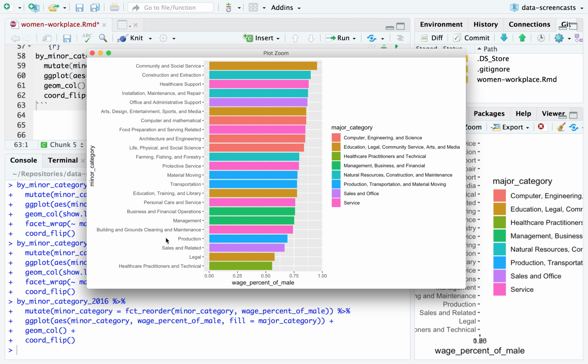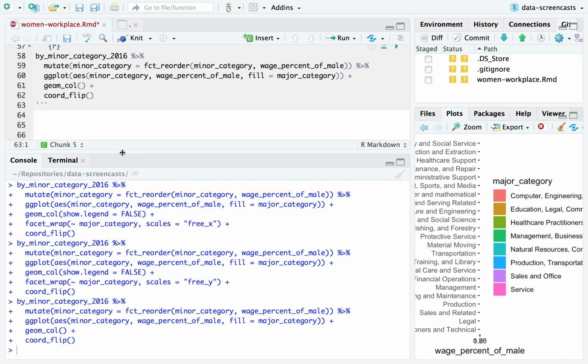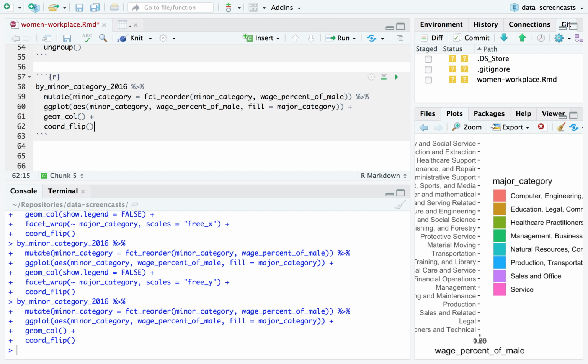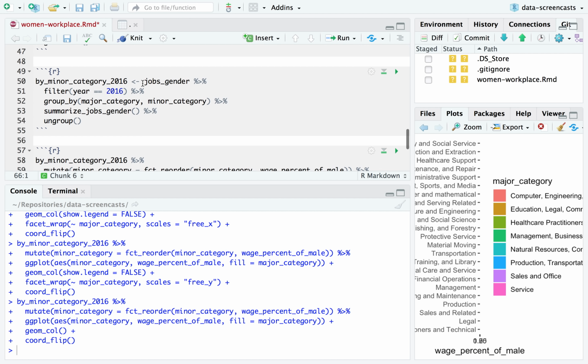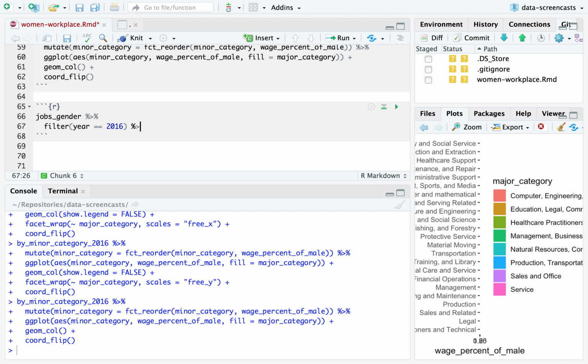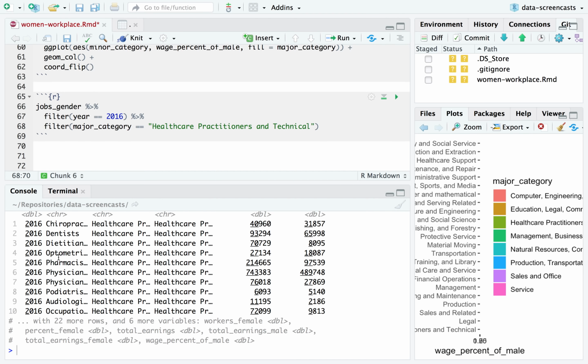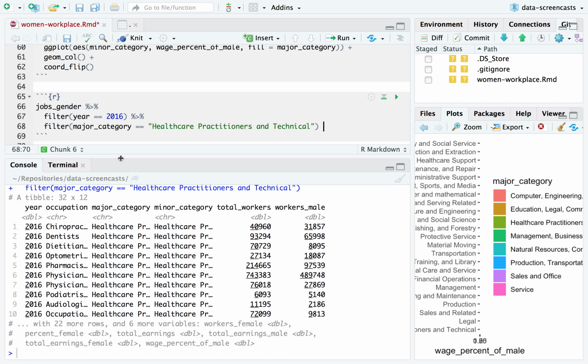Yeah, I think I'm going to have to zoom in a little closer. Certainly, I'm interested in the healthcare practitioners and technical. Also interested in legal, but let's start with healthcare practitioners and technical. So that's within each minor category in one year. Let me filter major category is healthcare practitioners and technical, that's the name. Okay, we have 32 jobs here, so I'm interested in what is driving the wage disparity.